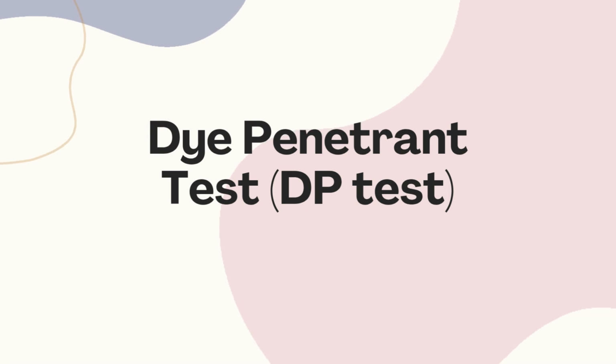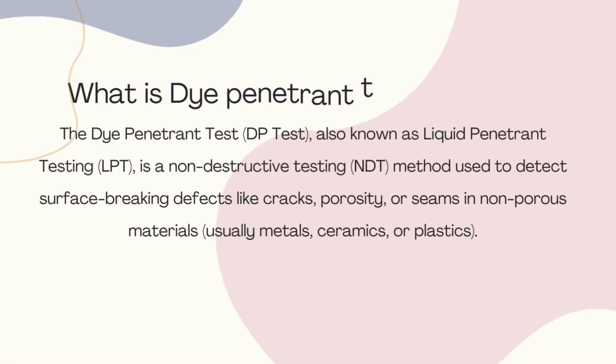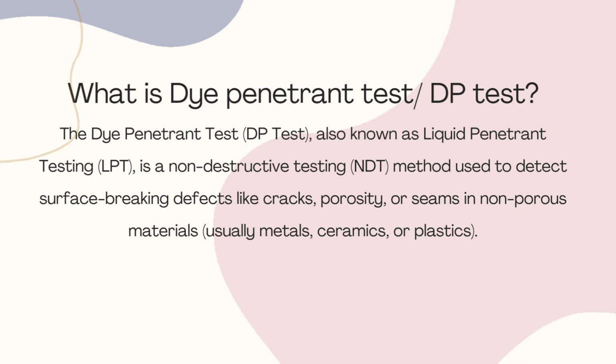Today we are going to talk about the DP test, also known as a dye penetrant test or liquid penetrant test. This is a type of NDT, which stands for non-destructive testing. In NDT, we inspect materials without causing any damage to them. Let's see what is DP test.